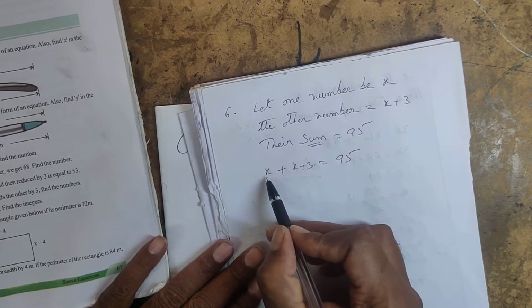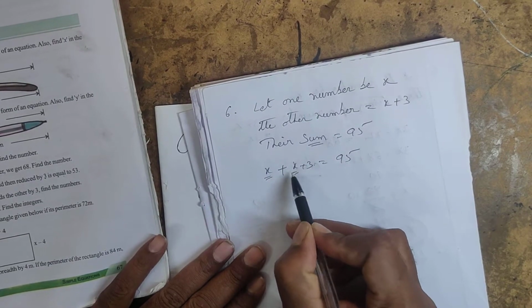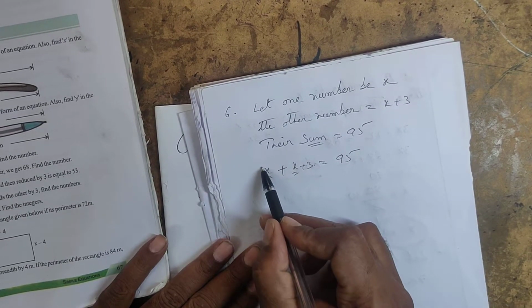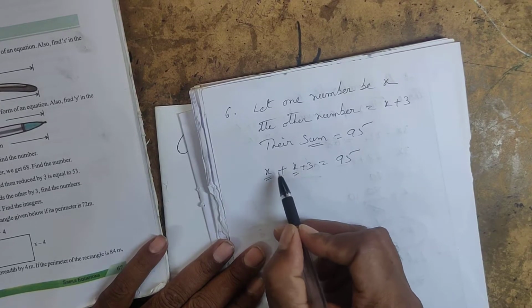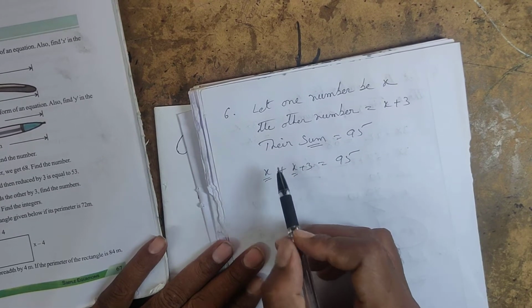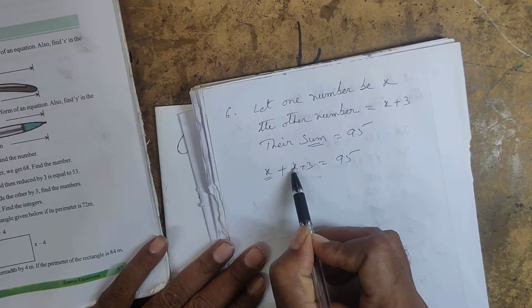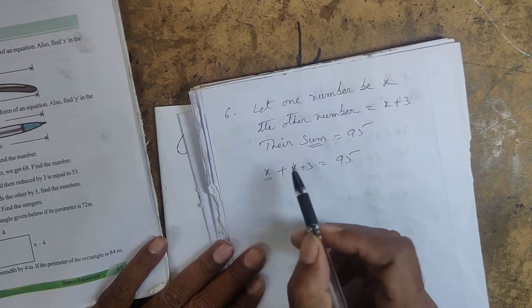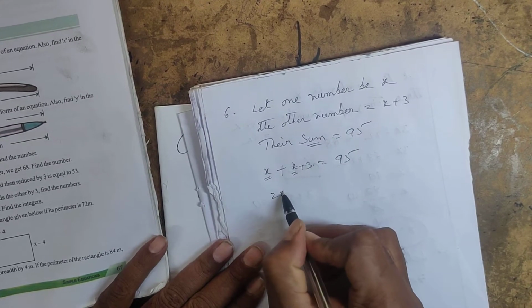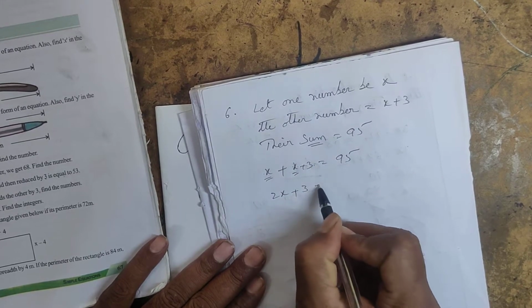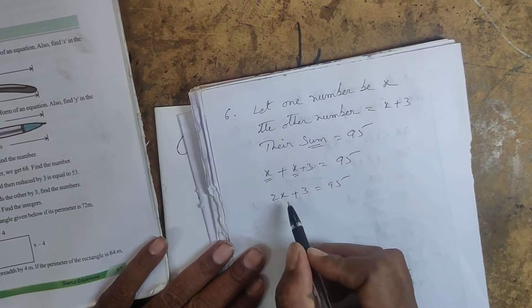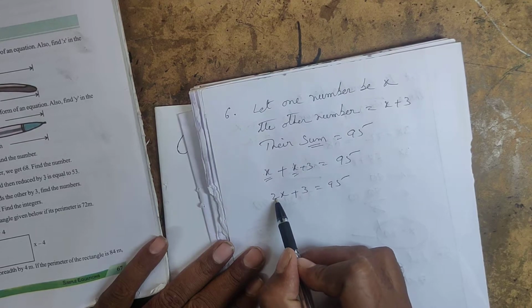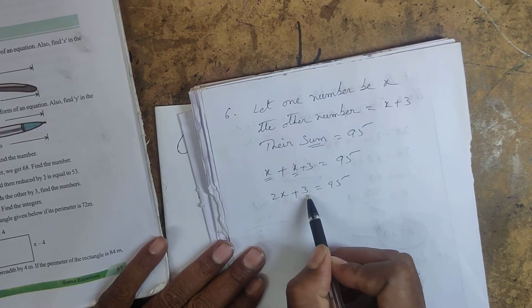Then what do you have to do? It is x, it is x. These two are called like terms. For one x, if you add another x, you are getting 2x. Like chocolate plus chocolate, you can write 2 chocolates, or not? Like 2x plus 3 is equal to 95. Here you should understand that to 2x you can't add plus 3.